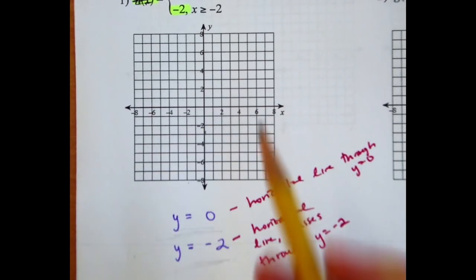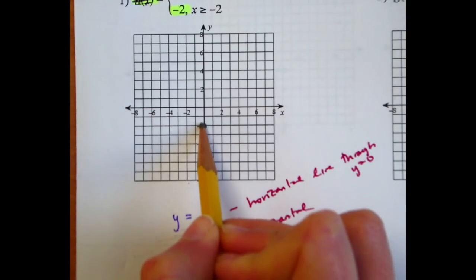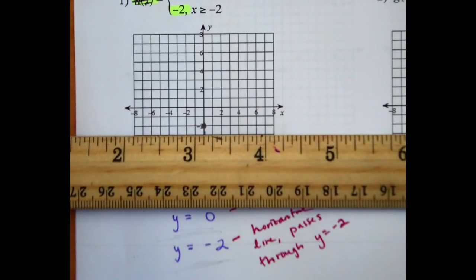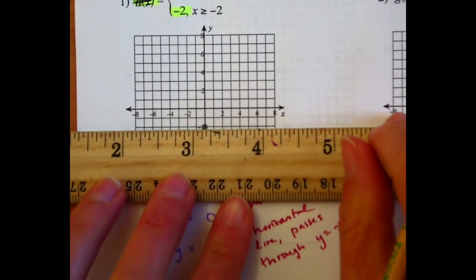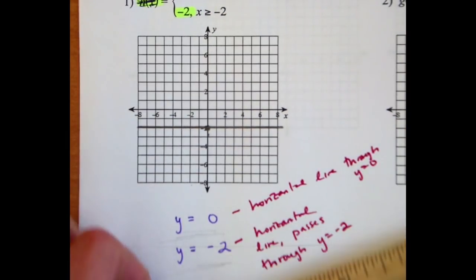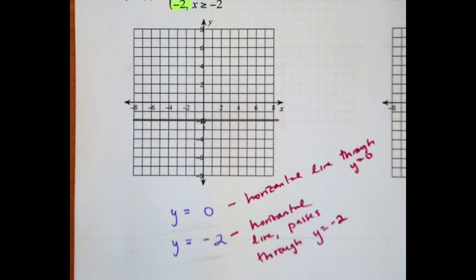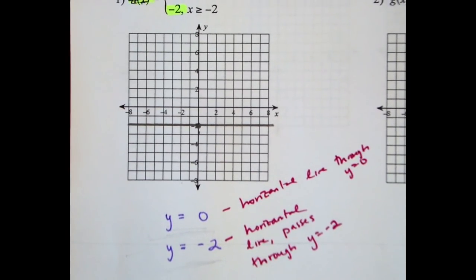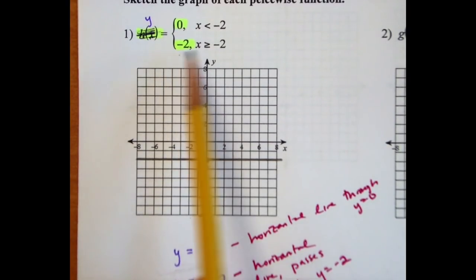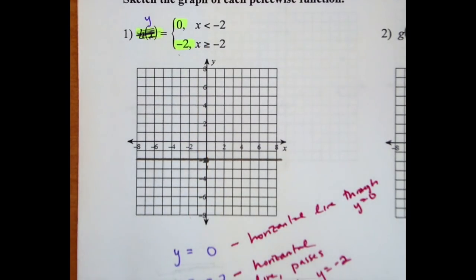Okay, so to graph y equals -2, I am going to go to -2. Another helpful thing to have throughout this process is a ruler, because you're going to be drawing a lot of lines. And there's the graph for y equals -2. Nothing very fancy. Okay, now that I've graphed y equals -2, I'm going to pay attention to the second part of this piecewise function.